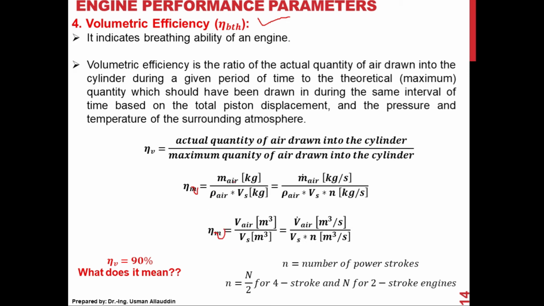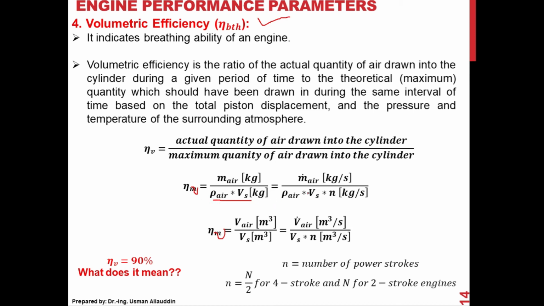So volumetric efficiency will be equal to the mass of air in kilogram, which is the actual amount of air, and the theoretical or maximum amount of air can be obtained using the cylinder size. Let's suppose we have the swept volume of the cylinder in meter cube, multiplied by the density of air in kilogram per meter cube. So meter cube will cancel out, you will be left with kilogram, and this will be the maximum amount of air that can be supplied to the cylinder.